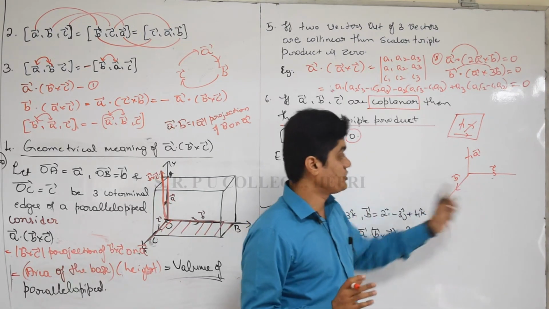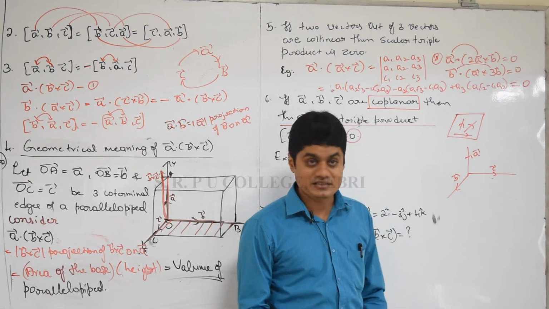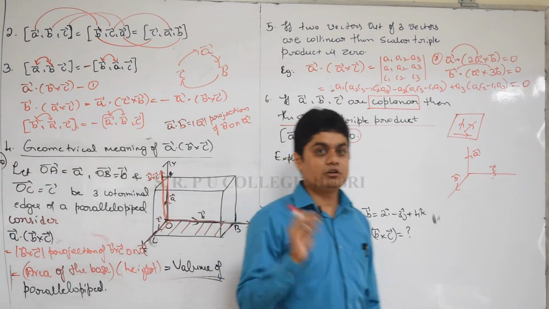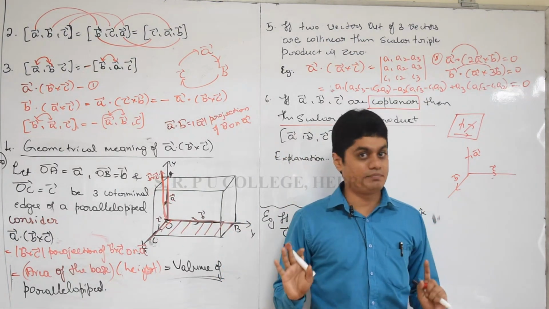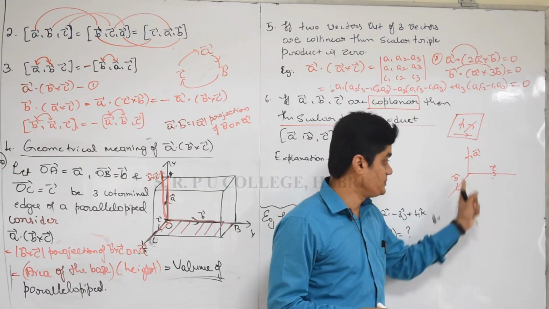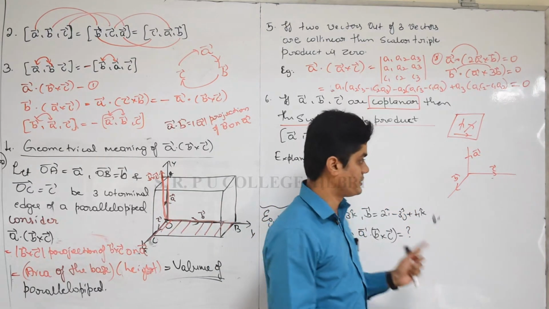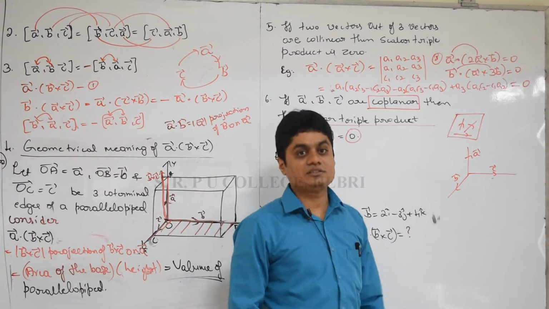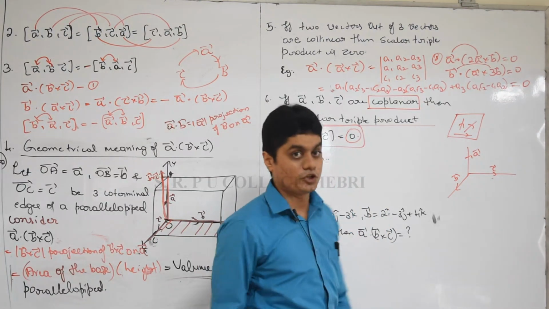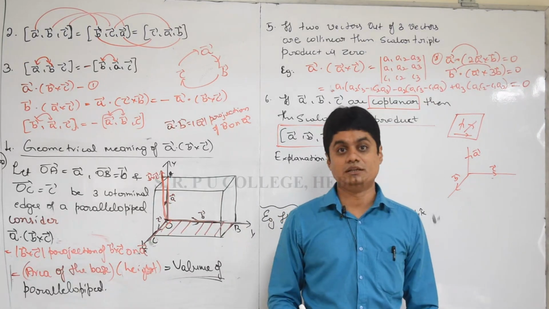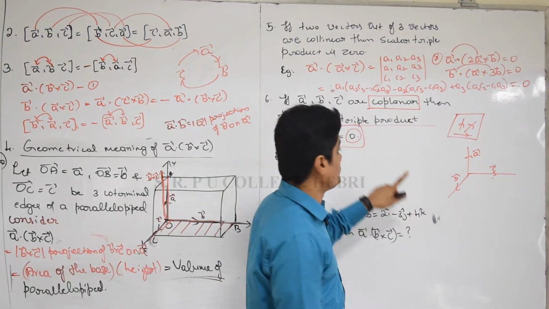If these three belong to the same plane, then there is no parallelepiped, meaning there is no chance of a volume. So it is equal to 0. When all three vectors are coplanar, it is not possible to have a parallelepiped, because it is possible only when the three vectors belong to three different and mutually perpendicular planes. So when three vectors are coplanar, please remember that the scalar triple product is 0 because no parallelepiped is possible. A diagram is not possible, so there is no volume, which means 0.